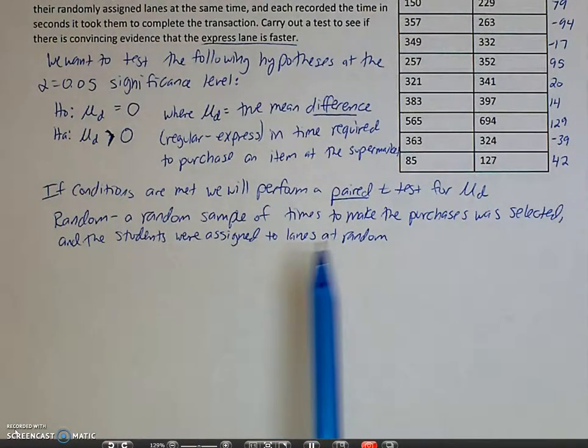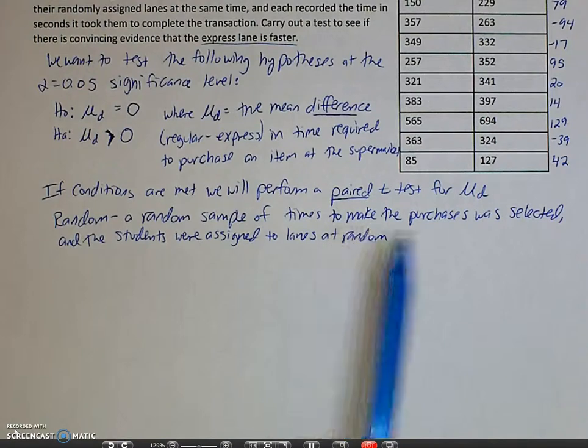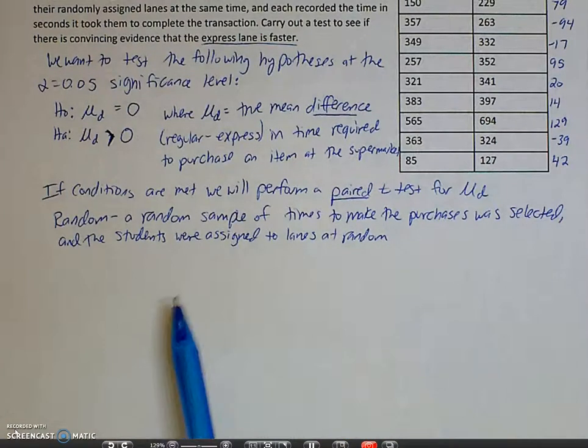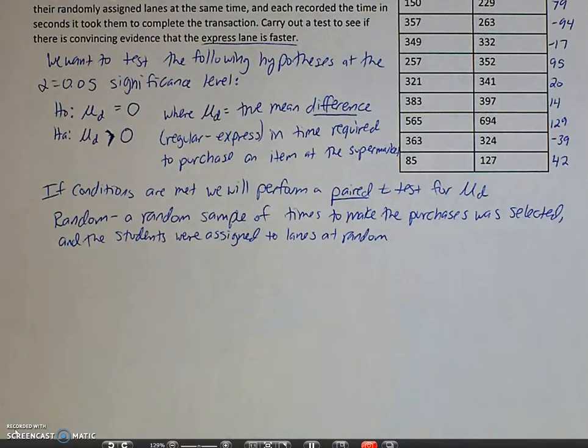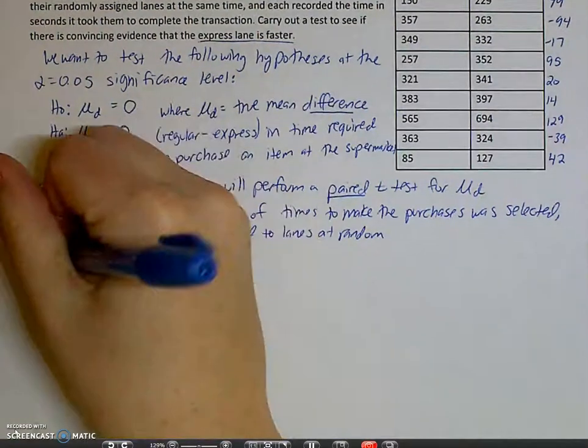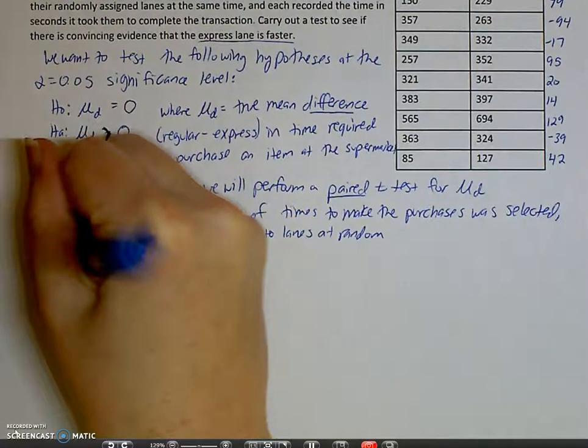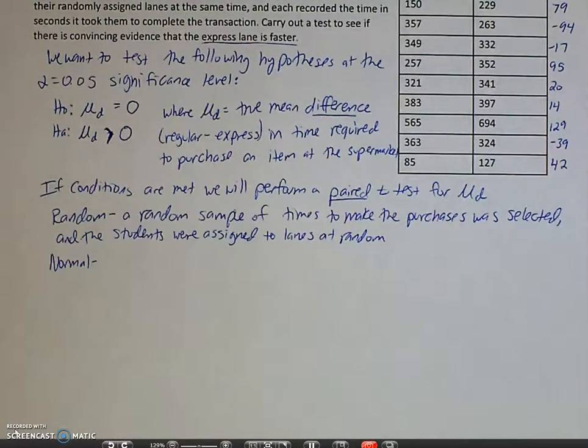Now, in the random condition, there are two things that we have to talk about. This is a random sample of times to make the purchases, and also they were assigned to the lanes at random. Both of those things are important to note here. Okay? The next condition is our normal condition. Now, we don't know if the population distribution of differences is approximately normal. And we don't have a large sample size, so what we have to do is graph the differences and look for any departures from normality.